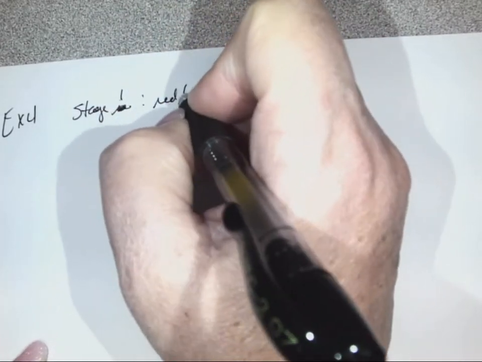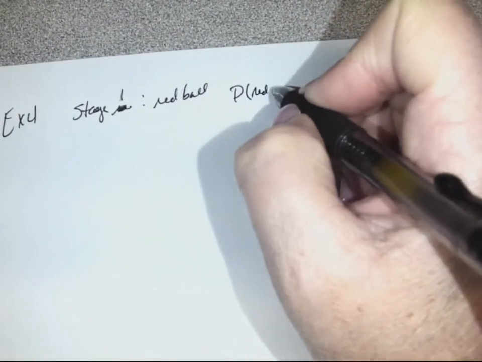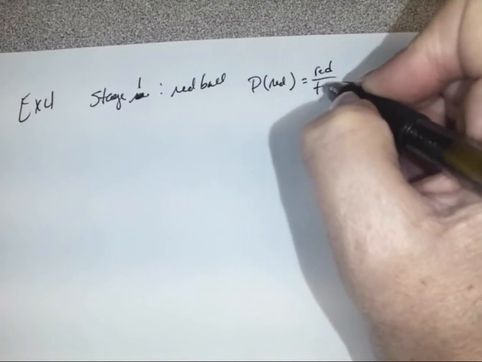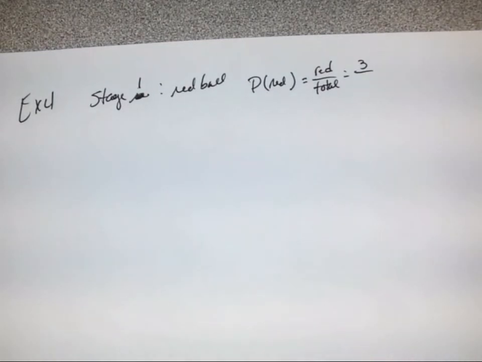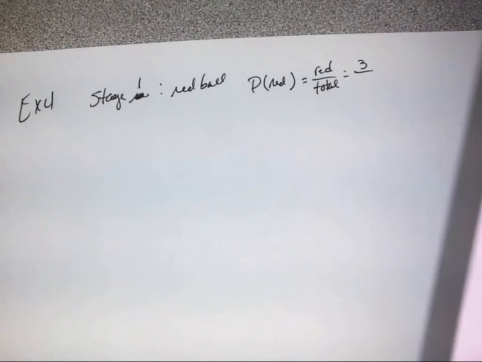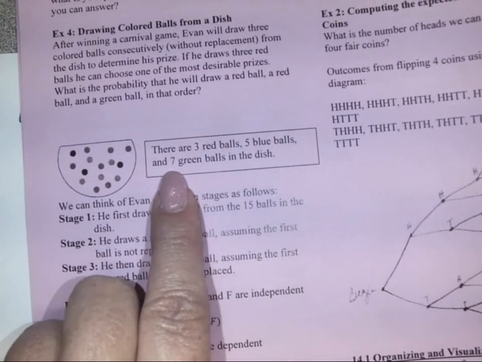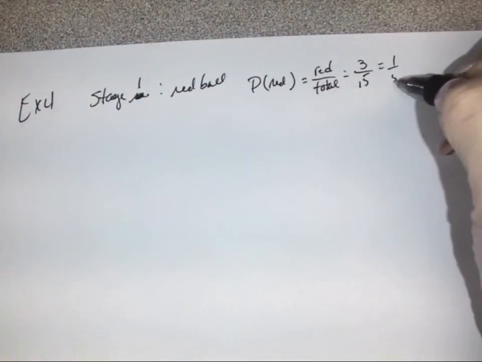All right, so this will be example 4. For stage 1, he's looking to draw a red ball because we want a red ball, and a green ball. So for this, we get the probability of a red ball. So probability of red will be equal to the red out of the total. Well, we were told that there were 3 red balls divided by, we were told there were 15 balls, I believe. Let's see, did it say 15? Nope, I don't think it actually said it, but we can add it together, right? So 3 plus 5 would be 8, and 8 plus 7 would be 15. So out of 15 total balls, and we can reduce that down to 1 over 5.